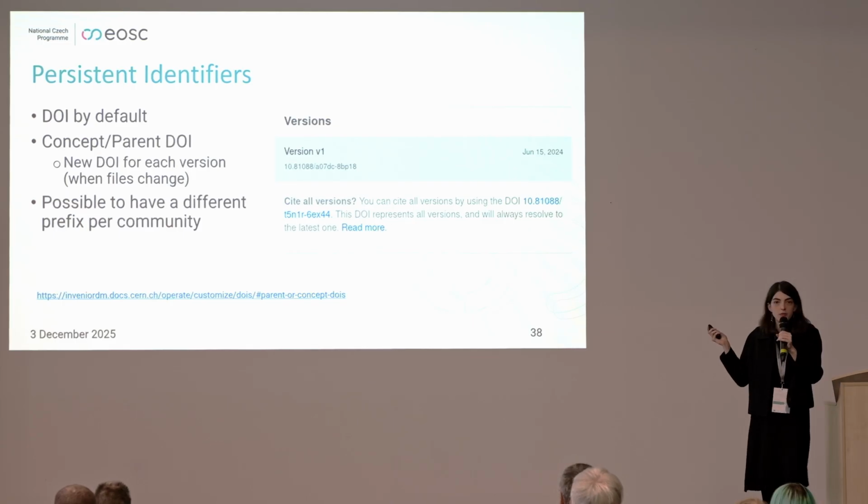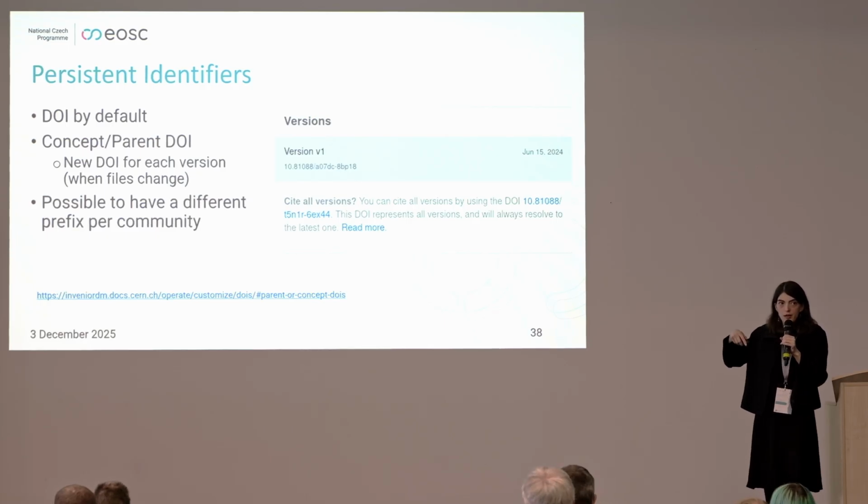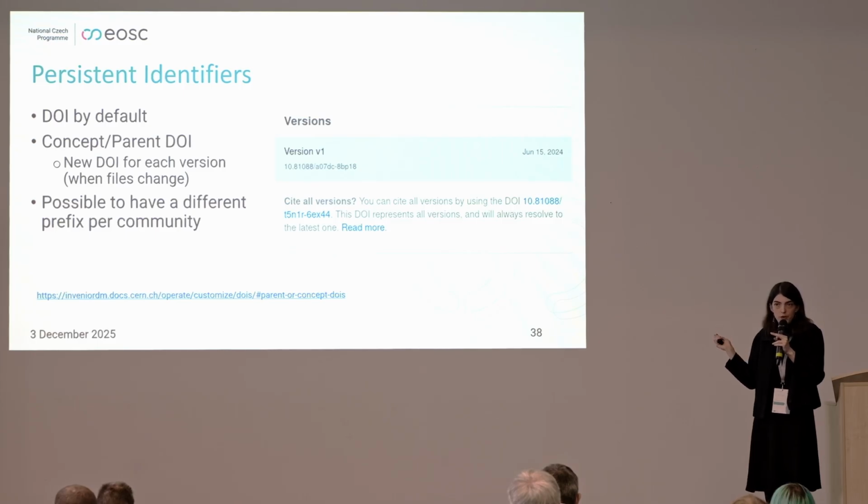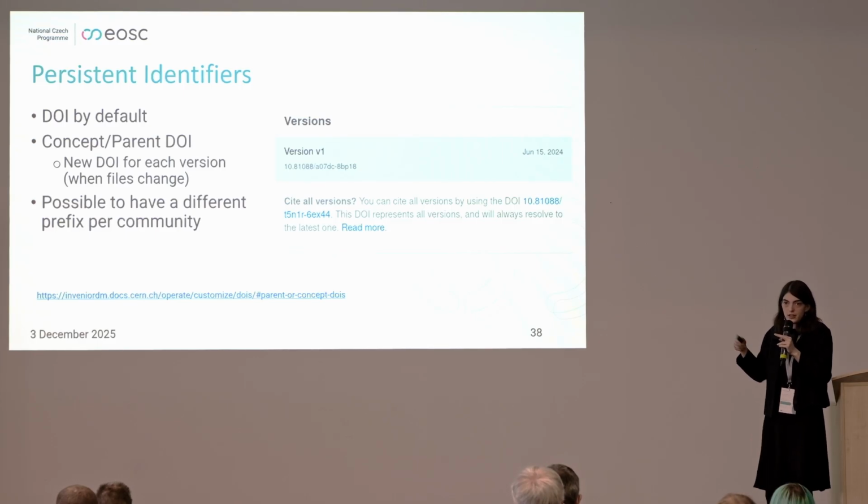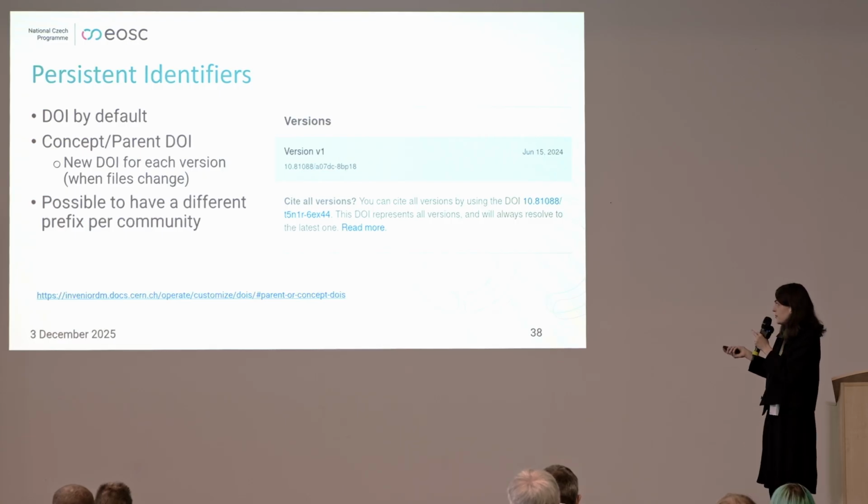And sometimes you want to join the different versions of the dataset under a single persistent identifier, and this is also provided by default out of the box. It's a canonical DOI or concept DOI, parent DOI I've seen.